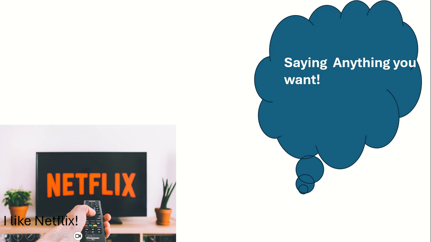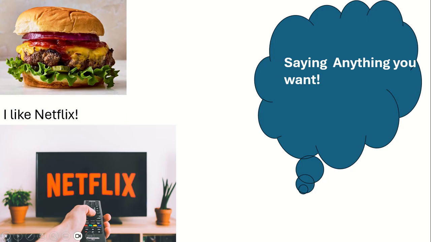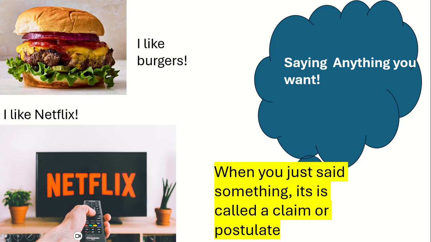So you may have thought about Netflix, like I like Netflix, right? Or you may have thought about burgers. Ooh, I like KFC burgers. I like Steers burgers, right? The thing that you just said, we can call a claim or a postulate. Simple. What you just said is a claim or a postulate. But when we look at this, in science, a claim or a postulate is more scientific.